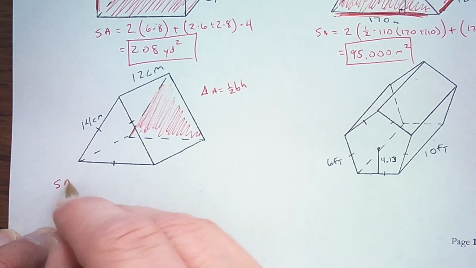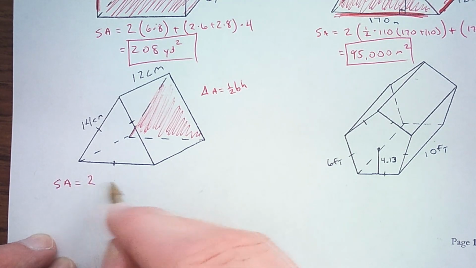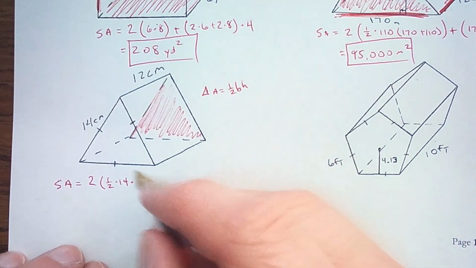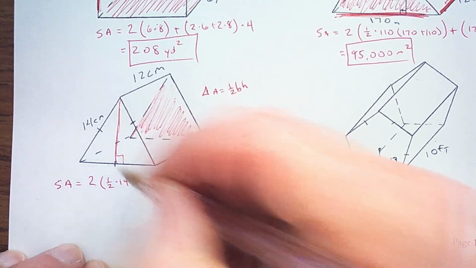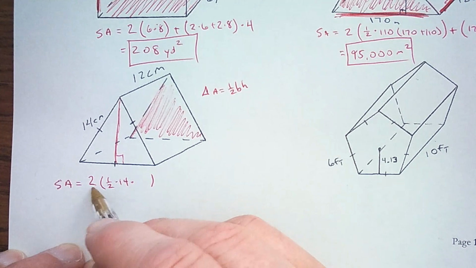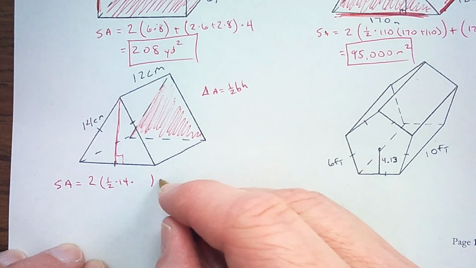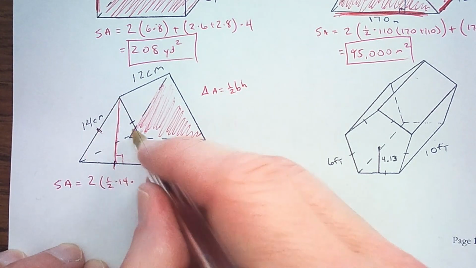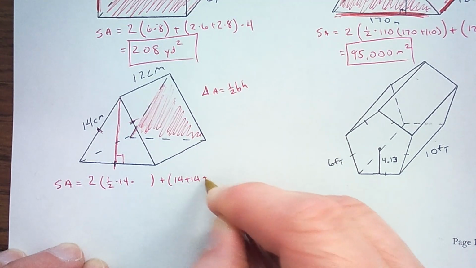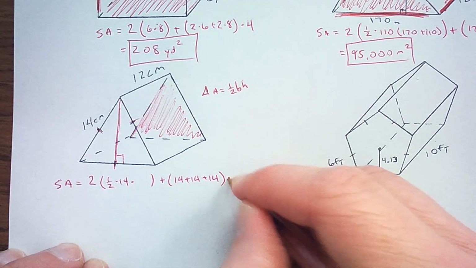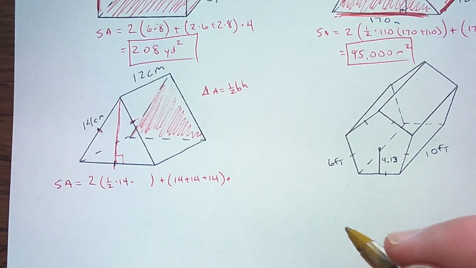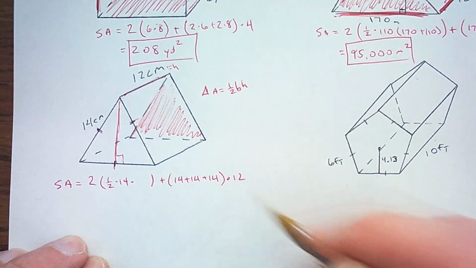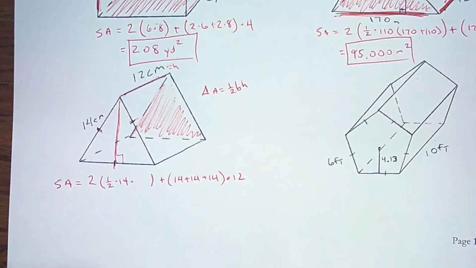So for my surface area, I have 2 times the area of the base, which is 1/2 times 14 times the height of this triangle, which is right here, which I currently do not know. So I'm going to leave that blank for now. So I've got 2 times the area of the base, except that I'm missing the height, plus the perimeter of the base. Now this triangle is 14, 14, 14. I know that because of these tick marks. 14 plus 14 plus 14, that's the perimeter of the base, times the height of the prism. The height of the prism is the distance between the bases. The triangles are the bases. The distance between them is 12.